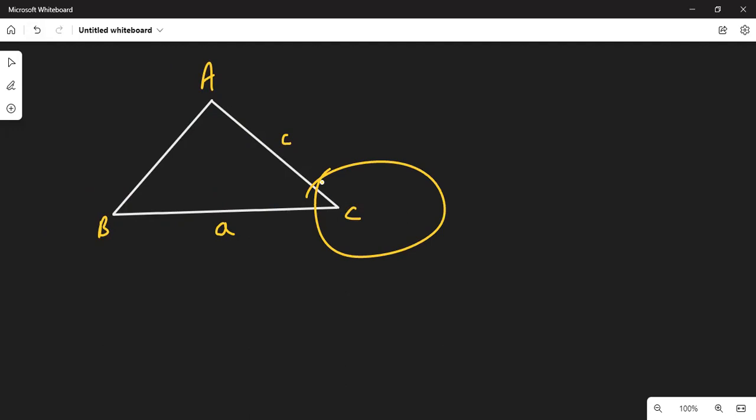Similarly, the side opposite to angle C: take away C from ABC, so AB, this side. I'm sorry, this is a small b, because this is opposite to angle B, so we represent it by small b, and opposite to angle C we represent it by small c. So in triangle ABC we have six parameters, three sides and three angles, represented by capital letters and small letters. Now, what is the cosine law?